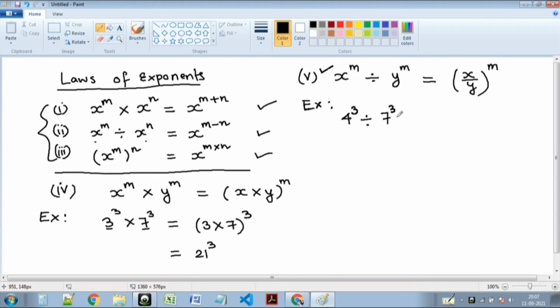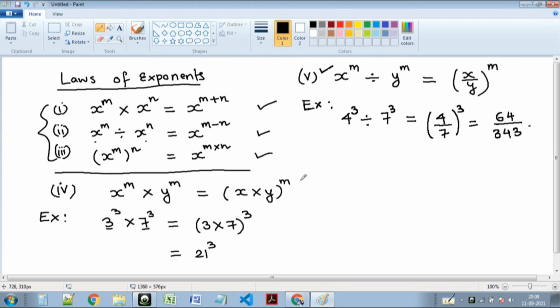So the result of this after calculation will be 4 upon 7. You can see that the division sign I have written in this way and the whole power is 3. That means after resolving you know that 4 cube is what? It is 64 and 7 cube is what? It is 340. So this will be our result. Right? So in this way we can apply the fifth law also.